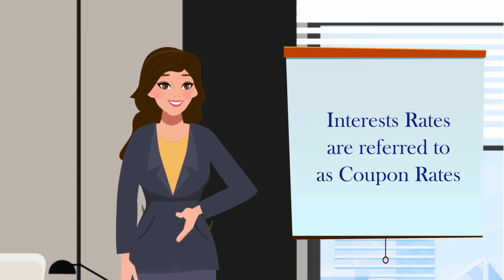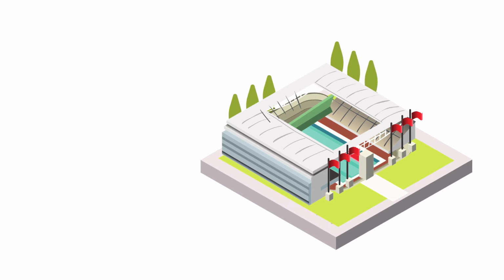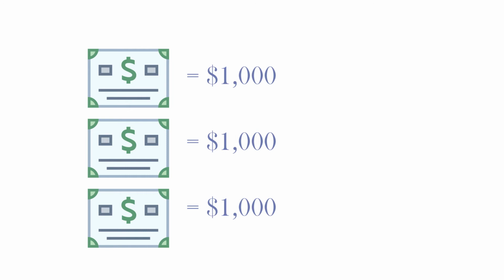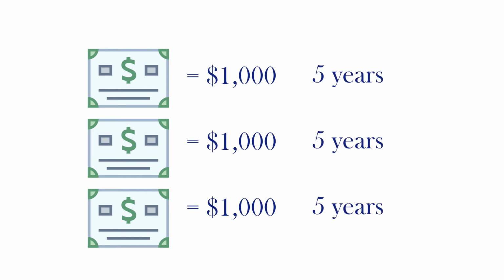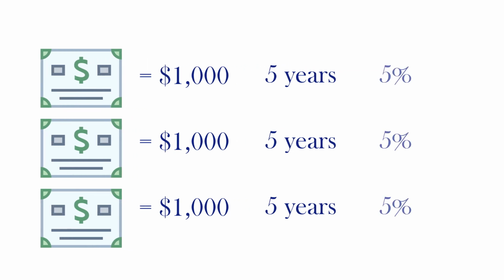Consider this example. Let's say a city wants to build a new sports park, so it decides to issue bonds to raise money. Each bond is a loan for $1,000, which the city promises to pay back in 5 years, and to make it attractive to investors, the city agrees to pay an annual interest rate of 5%, also known as a coupon rate, which is more than keeping the money in a savings account.